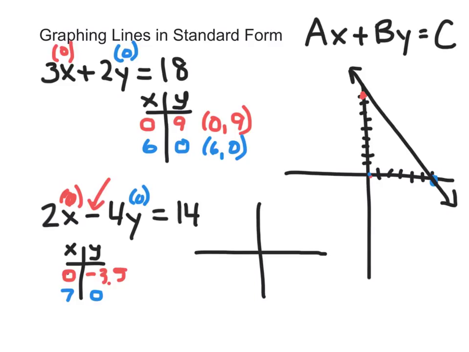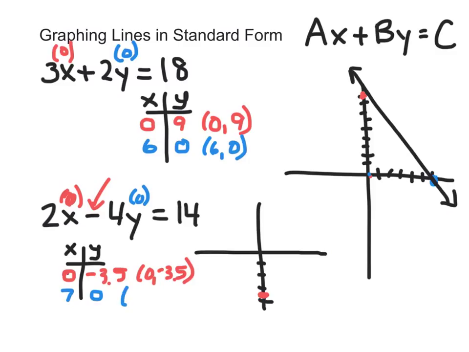We're going to plot each point. We've got 0, negative 3.5. So from the origin, left or right 0, down 3.5. So there's 1, 2, 3, 4. So we need to plot it at negative 3.5, which is right there.